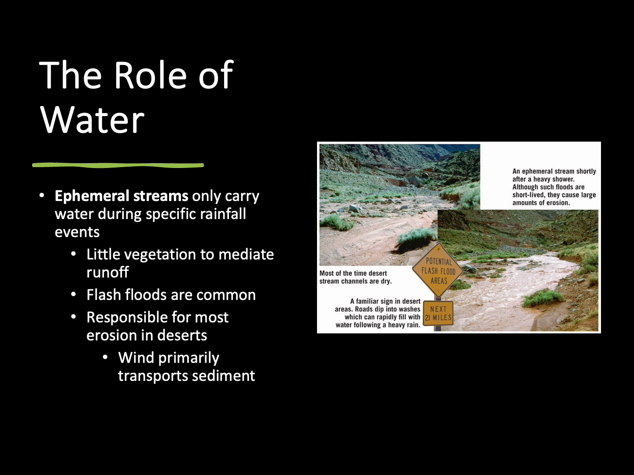So we see that these ephemeral streams, the ones that only pop up right after a rainstorm, cause most of the erosion that we see in our deserts. We might think it's wind causing the erosion or breaking down the rocks and the sediment, but the wind is really good at transporting. It's going to be blowing it and moving it around. It's going to be the short, quick rainfalls that do most of the damage when it comes to weathering and eroding the rocks, though.